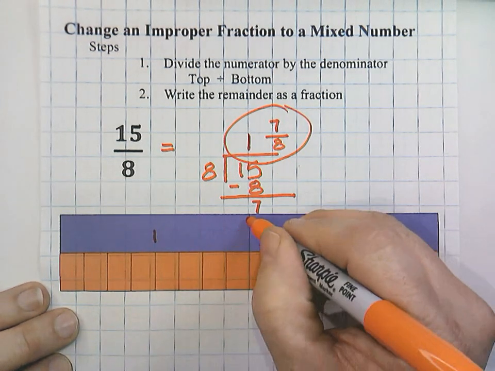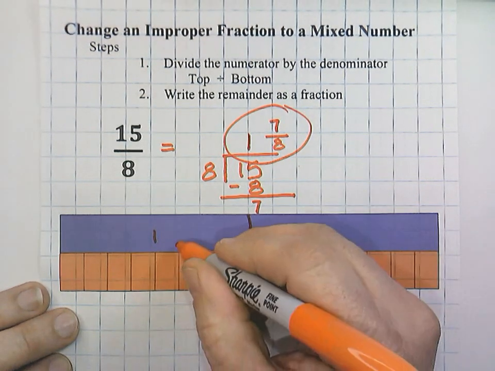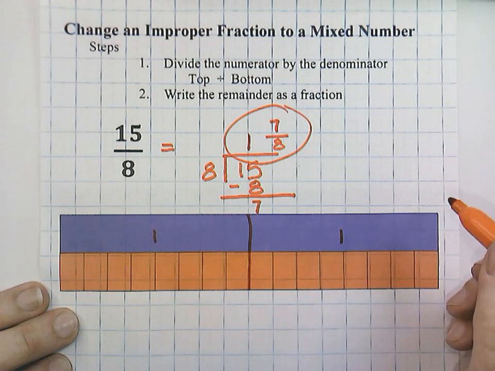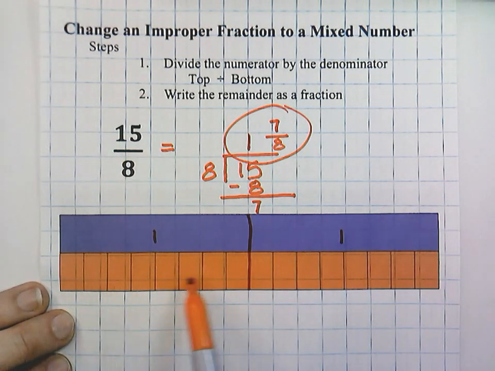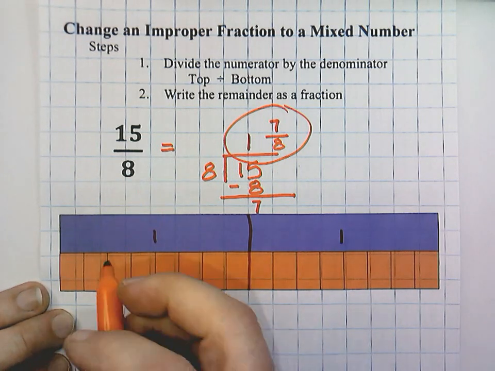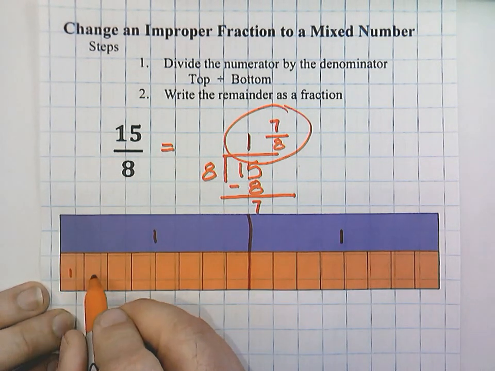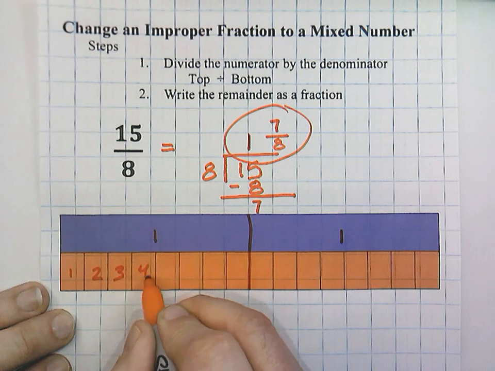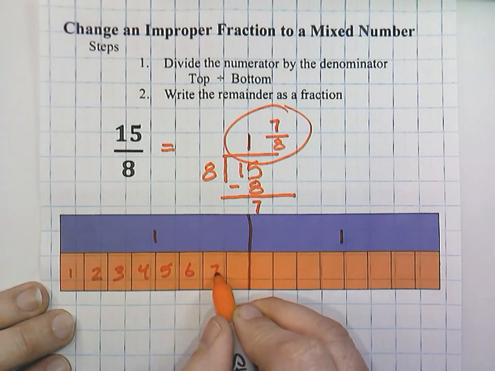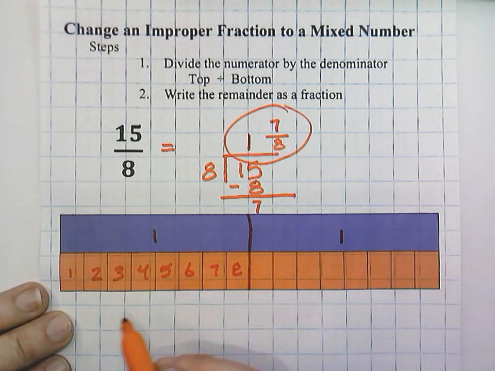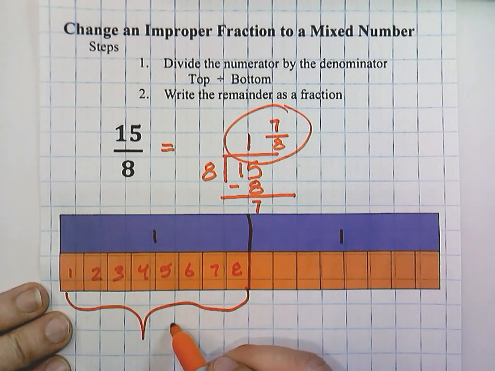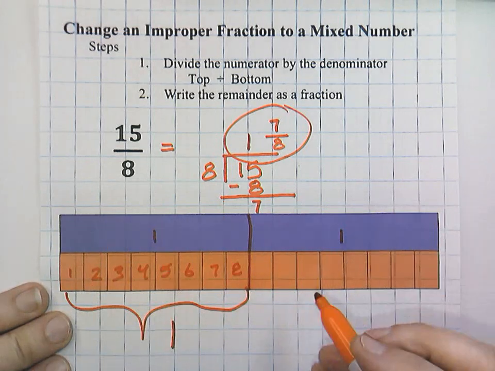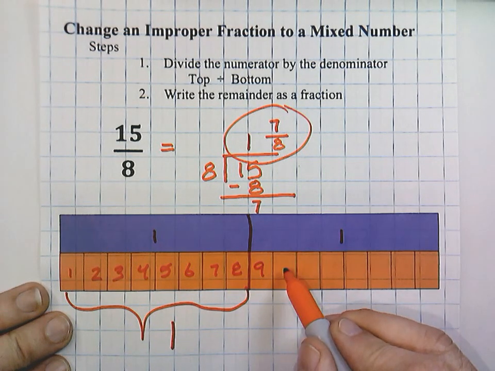This purple box here with the dividing line would equal 1 whole, and this would be a second whole, because remember, we're dealing with more than 1. These orange sections represent our sections of 8, and then there's 15 of them. 1, 2, 3, 4, 5, 6, 7, 8. And that, you can see, would equal 1 whole. But we have more.